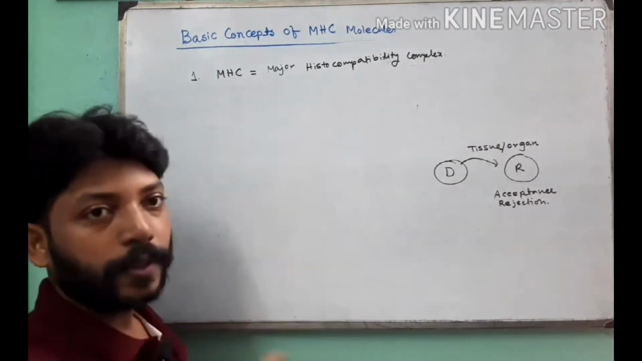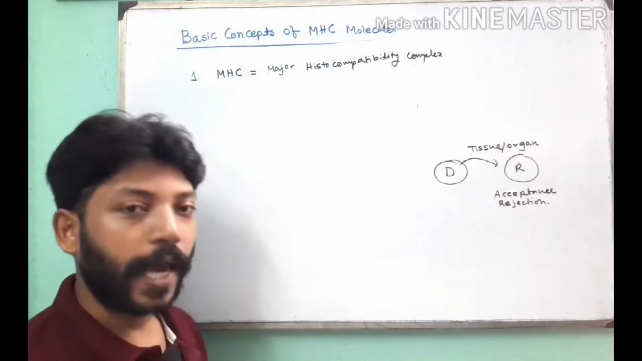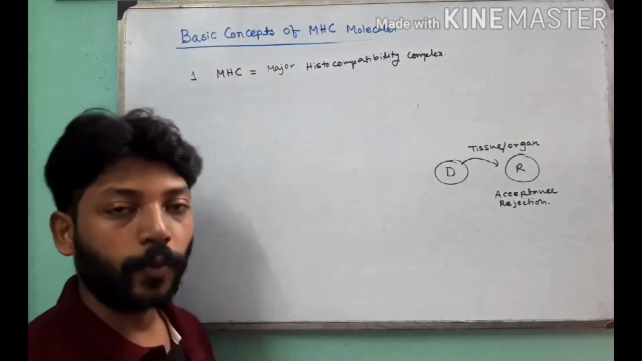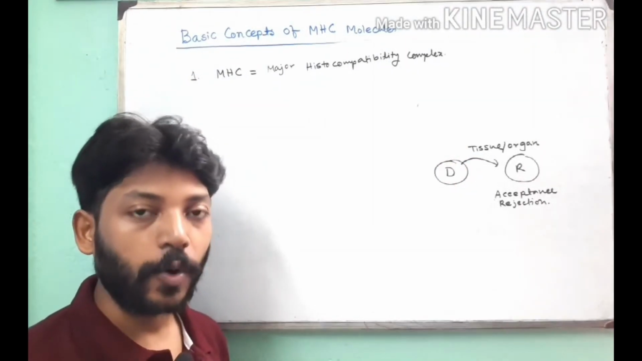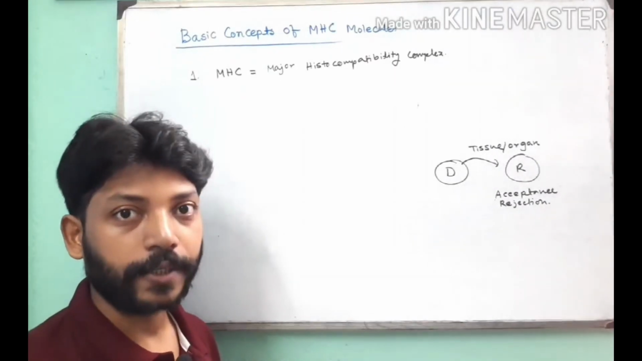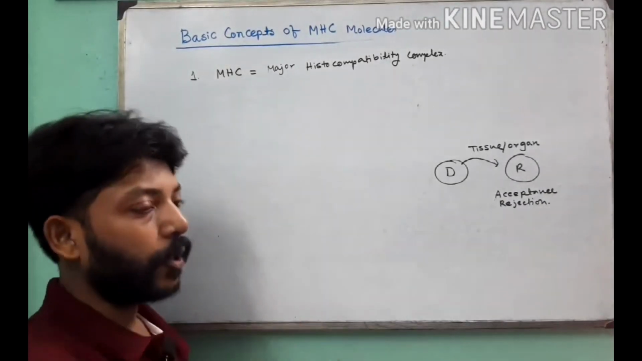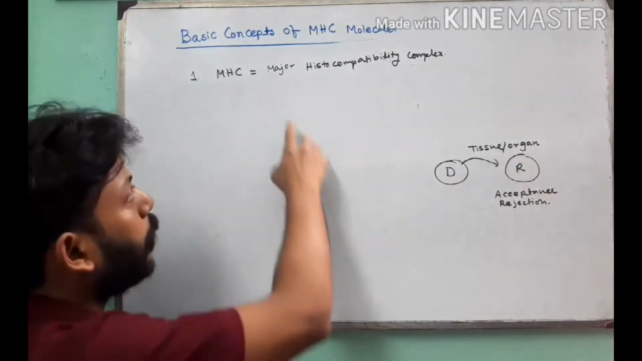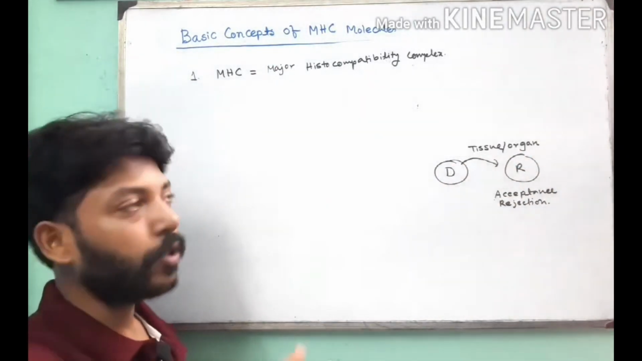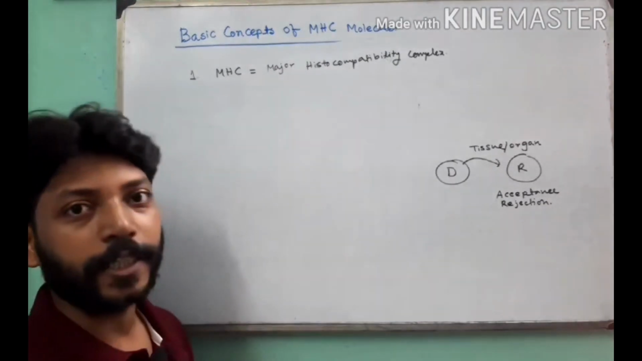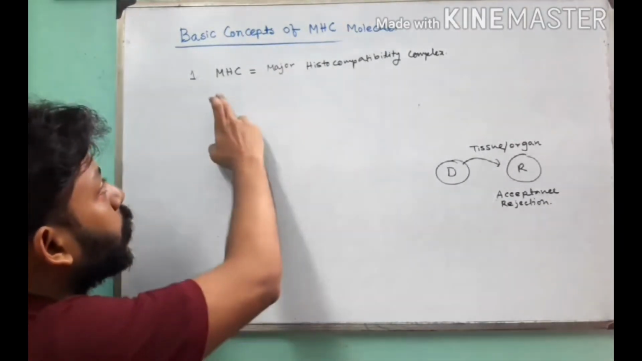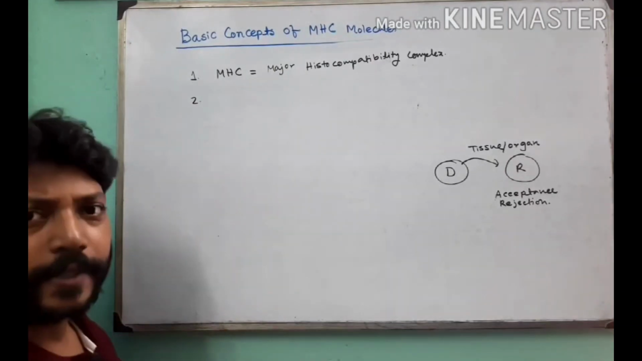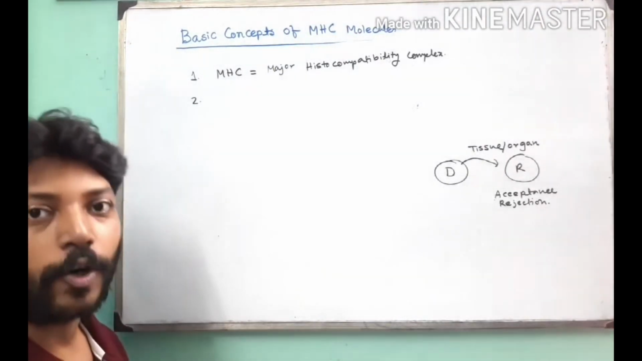called Major. Major means this molecule has a major role; histo means tissue; compatibility means whether the recipient will accept or reject the tissue. Compatibility means whether the tissue is compatible for the recipient. So they found a molecule that has a major role in the tissue compatibility, so they named it Major Histocompatibility Complex. Later it was known that MHC is responsible for presentation of antigen.